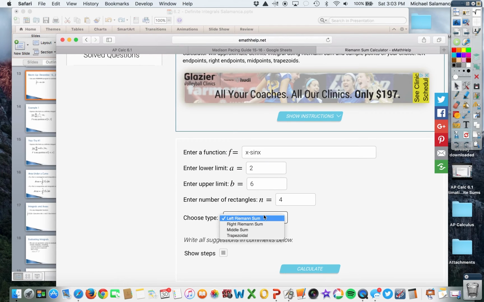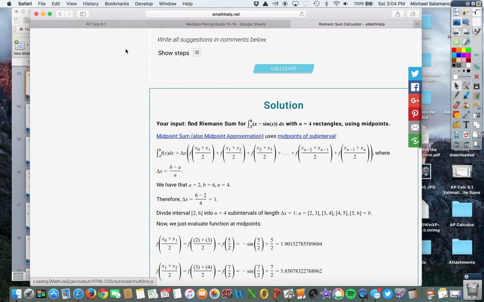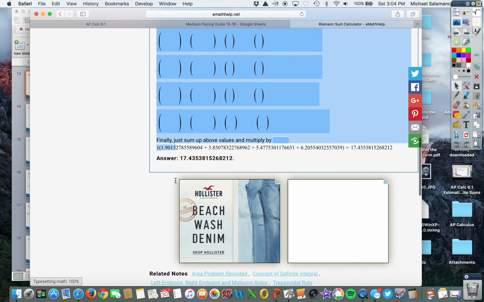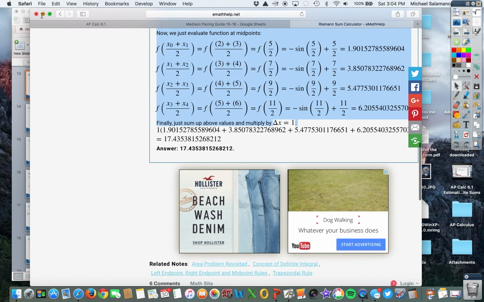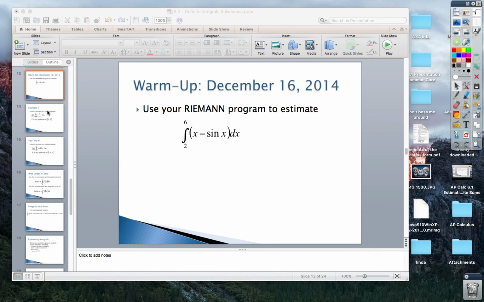I'm going to go ahead and do 4 rectangles. And I'm going to do the middle sum. And my answer is 17.435. So that's my answer. Yours should be fairly similar.